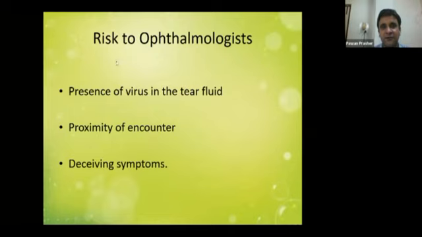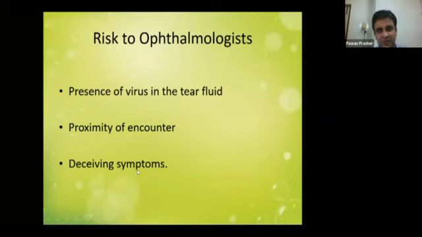Why are ophthalmologists at risk of contracting the disease themselves? One is the presence of virus in the tear fluid, which has been demonstrated now. Earlier there was a lot of confusion, but now studies have come out that it is present in the tears, although the percentage of patients which exhibit it is very small. Secondly, as ophthalmologists, we have to go very close to the patient, so proximity of encounter while examining the patient is a risk factor. And third is deceiving symptoms.